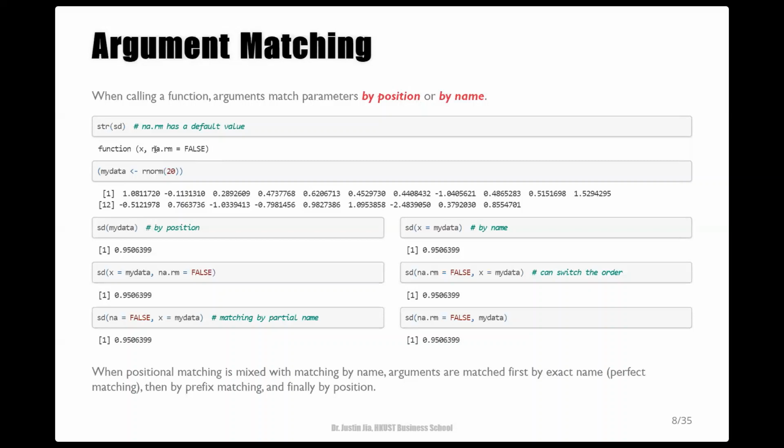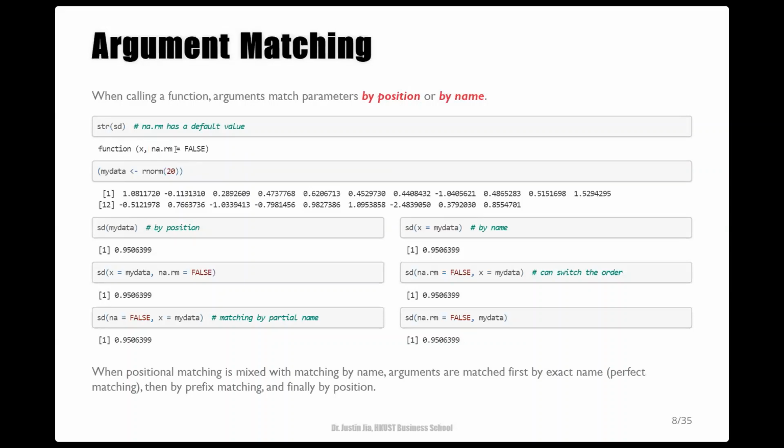So this na.rm parameter has a default value false, which means by default, the function won't remove missing values when calculating the standard deviation. Then it's your obligation to ensure that there are no missing values in the argument for x. But if you cannot ensure that, you can simply pass a true value to this parameter to switch on the removal of missing values when you call this function.